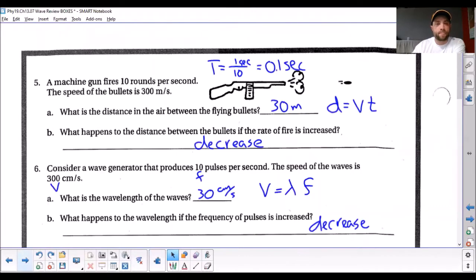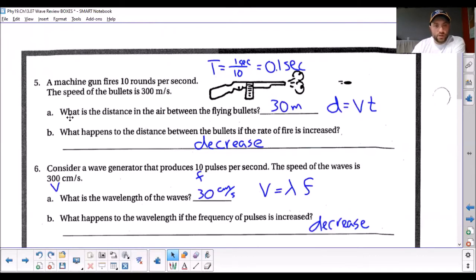So that was the first side. Second side, a machine gun fires 10 rounds per second, and the speed of the bullet is 300 meters per second. What is the distance in the air between the flying bullets? Well, the time period that each one is going off is one second per 10 rounds. So that means the time between each fire, each time the gun fires off, would be 0.1 seconds. If they're going 300 meters per second, then each one is going to be 30 meters apart, just using a regular distance equals velocity times time equation.